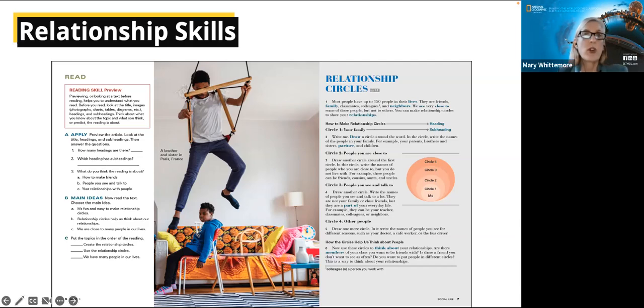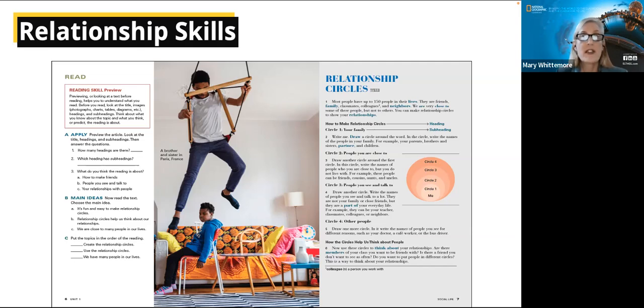The next example we'll look at is relationship skills. And this is an example from Reflect, which is an academic series. And social emotional learning is often associated with young children, but it's relevant to students of all ages.